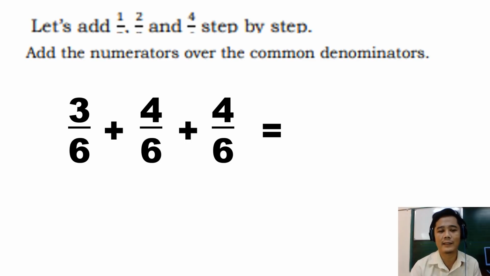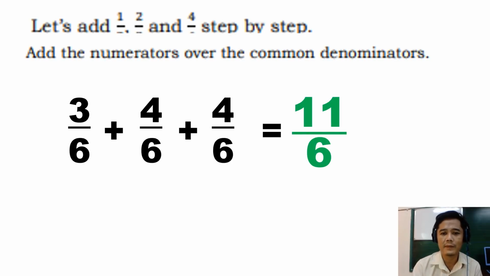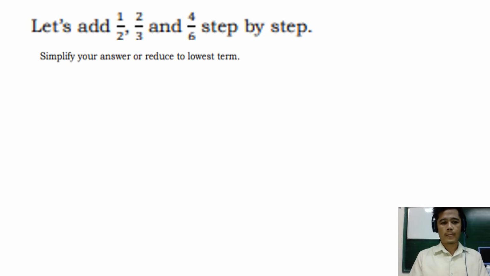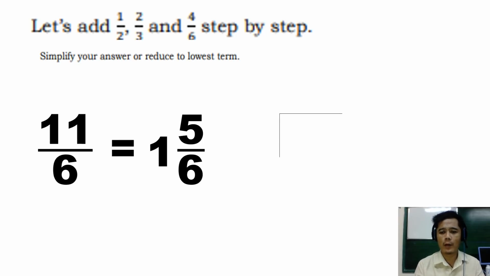So, add lang natin ang mga numerators. 3 plus 4 plus 4 is equal to 11. Then, same denominator. So, ayan na yung ating sagot sa third step. And then, last step, sabi, okay, simplify your answer or reduce to the lowest term if possible. So, since ang sagot natin ay improper fraction, gagawin natin siya ng mixed fraction. So, 11/6 magiging siyang 1 and 5/6.